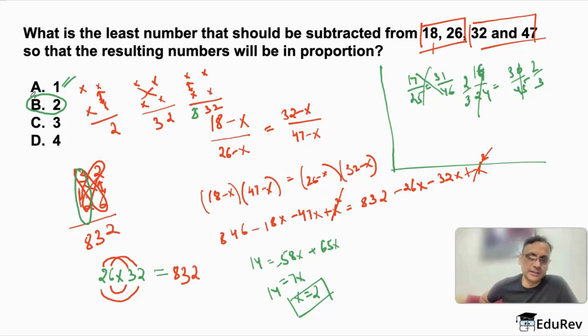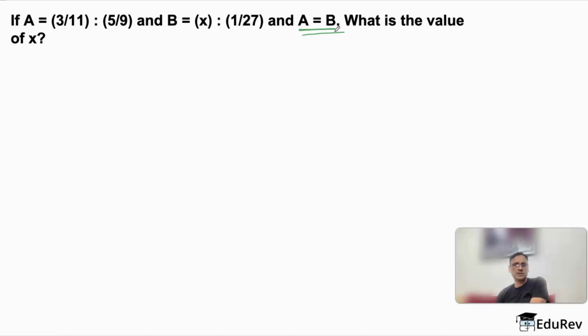If A is this and B is this and A is equal to B, then what is the value of X? Okay, so now the problem is A is 3 by 11 is to 5 is to 9.